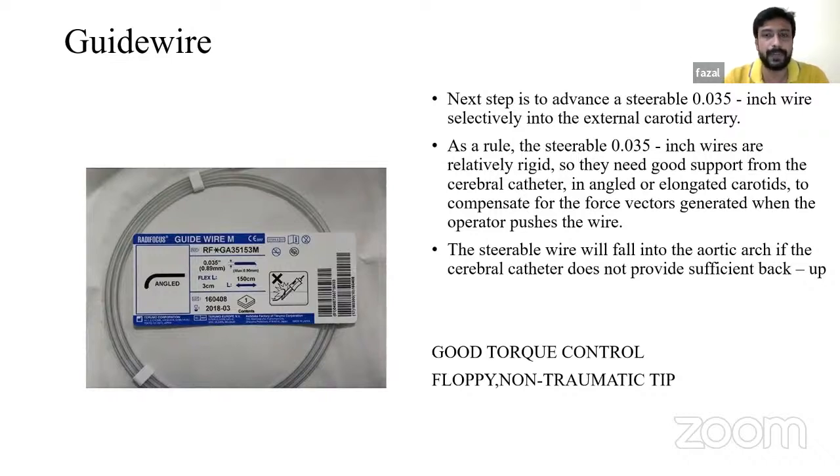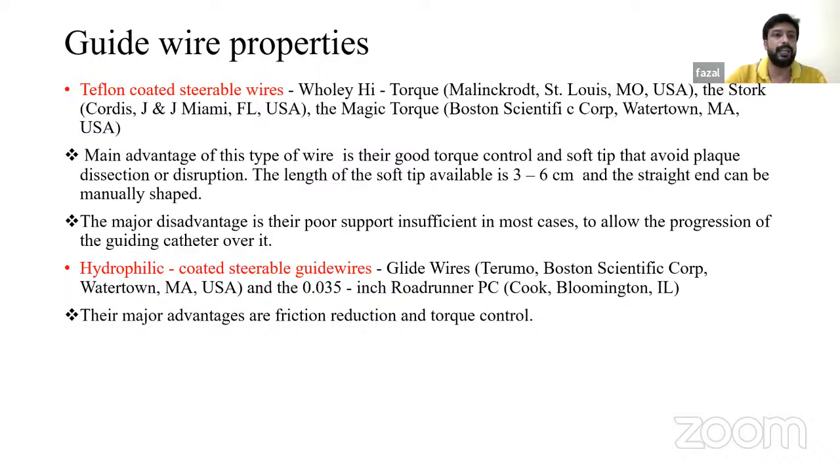So this is what you expect from a guide wire, and we generally use a 0.35 guide wire. In this case particularly, we use a Radifocus. As for guide wire properties, there are two to three types of guide wires. One is a Teflon coated steerable wire, and the second is a hydrophilic coated steerable guide wire. Teflon coated is a high torque wire which is commonly used.